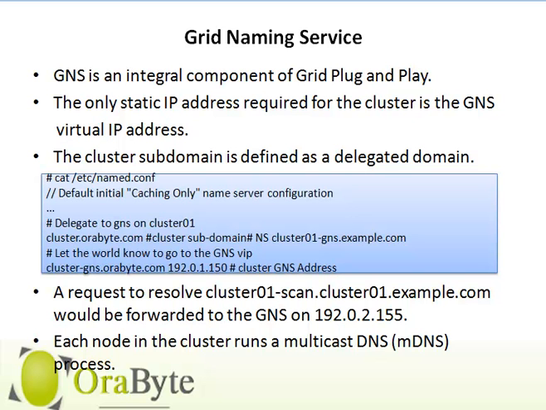The cluster subdomain is defined as a dedicated domain. If you do a cat on etc named.conf, you can see the delegate to DNS on cluster 01, and it is specified as cluster.orabyte.com, which is your cluster subdomain.